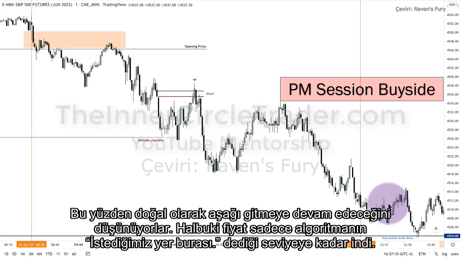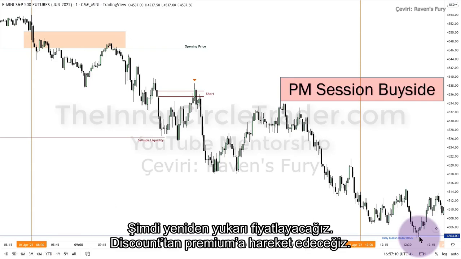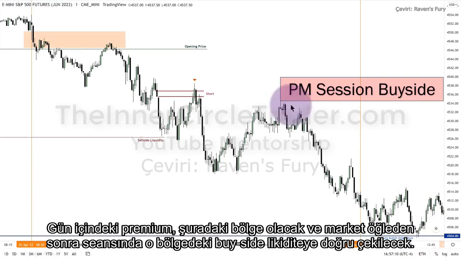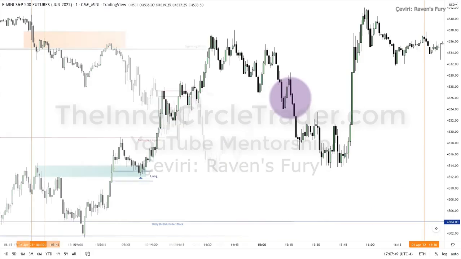So they think naturally it's going to keep going down, when it's only traded down to where the algorithm says this is what we wanted. And now we're going to reprice higher. We're going to move from a discount to a premium. The premium intraday is going to be this area here, and that's going to be where the market draws to for the afternoon session buy side liquidity.